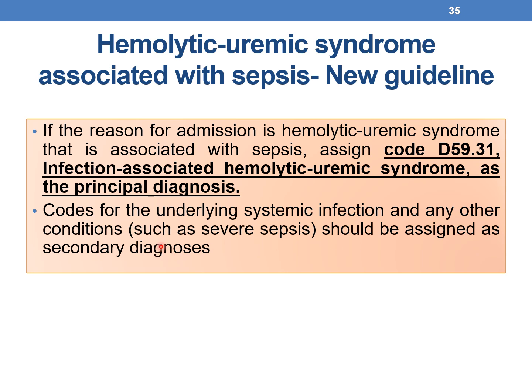Whenever hemolytic uremic syndrome is associated with sepsis, the PDX should be D59.31, infection associated hemolytic uremic syndrome, followed by the code for the underlying systemic infection and other conditions such as severe sepsis.